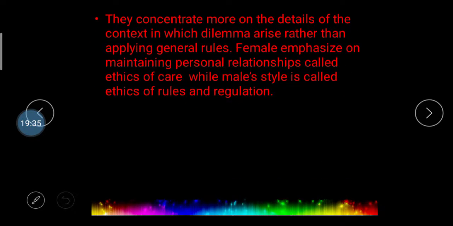Then they concentrate more on the details of the context in which dilemmas arise, rather than applying general rules. Females emphasize maintaining personal relationships, which is called the ethics of care, while the men's style is called the ethics of rules and regulations. So she classified these theories into the male and female views.